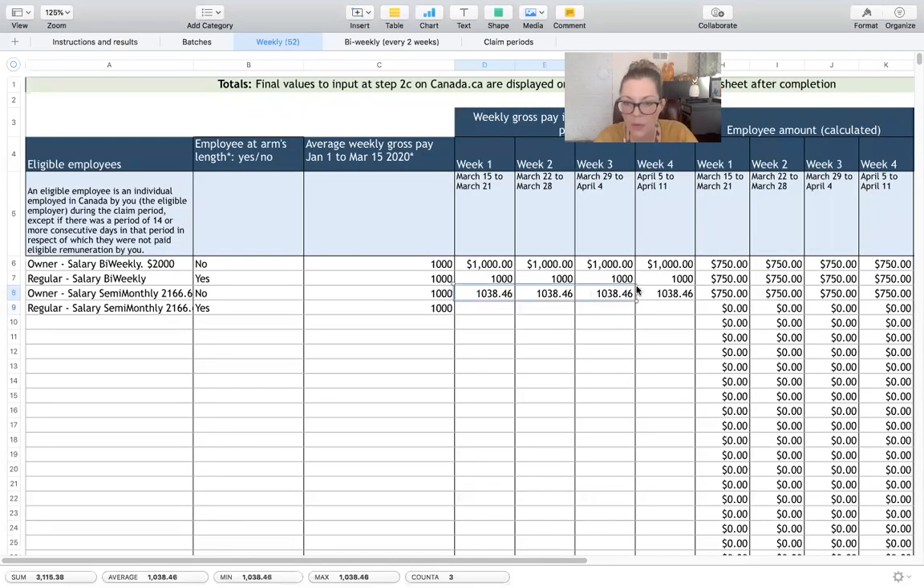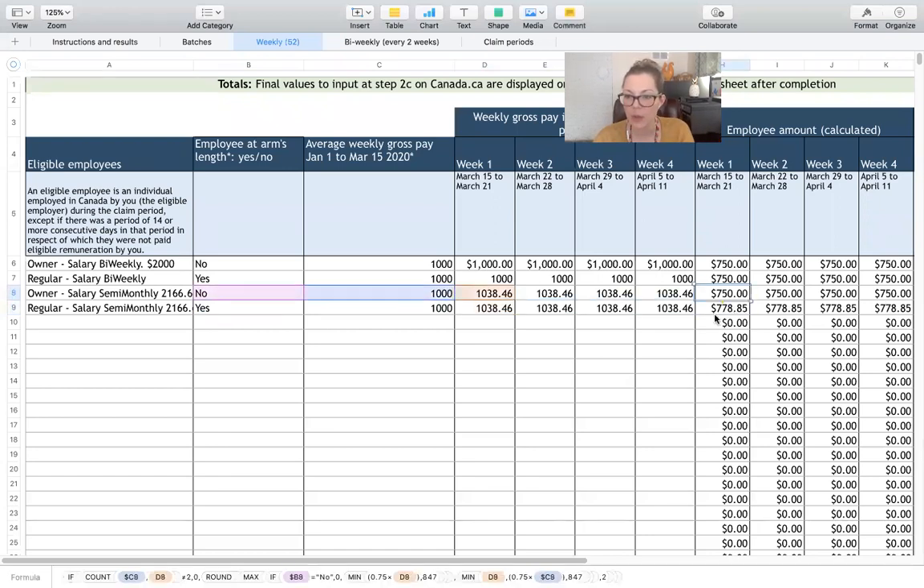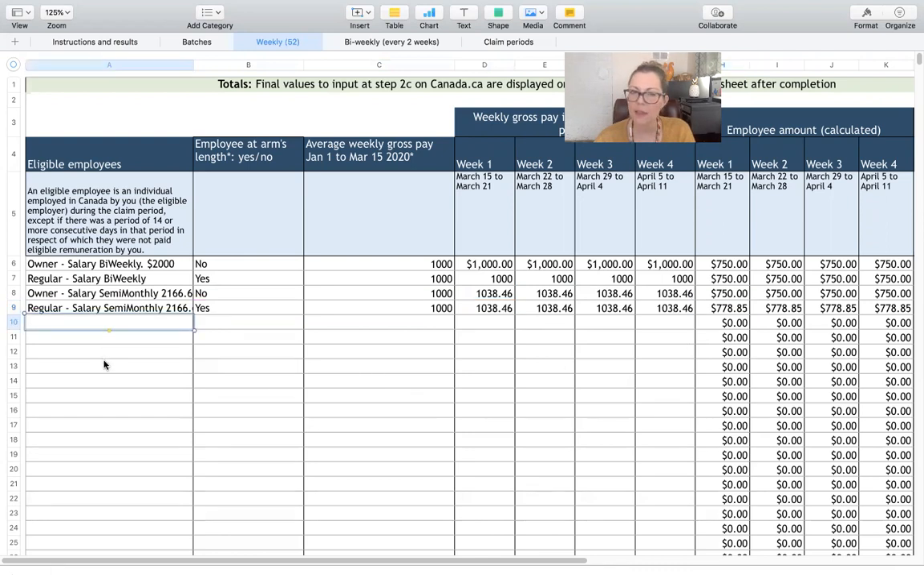Oh, maybe I can just copy it from here. I think I can. And then the difference between those two people is because of the arm's length. So I've slightly increased the salary of my regular person, and that is all good. I'm going to get a higher wage subsidy amount for them. Okay, I think that's good enough for salary examples.